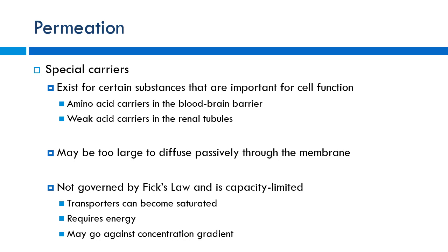You can also have things like weak acid carriers in the renal tubules. These are good for things that are usually too large to go through membranes passively. They'll have to have their own special transporters. The thing here is these are not going to be dictated by Fick's law. Because they rely on transporter proteins, they can be saturated. With Fick's law, if I'm going across one of these membranes via passive diffusion, as long as I keep increasing that concentration gradient, I can always have more flux.